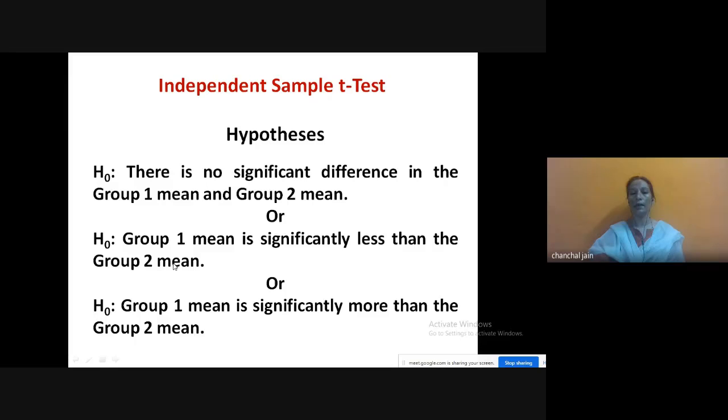For the second type of hypothesis, that is for the one-tailed test, you can frame your hypothesis in the word form like group 1 mean is significantly less than group 2 mean. That is the left-tailed test. If you are stating the hypothesis for the right-tailed test, you can write the hypothesis in the word form as group 1 mean is significantly more than group 2 mean. So this way you can frame your hypothesis in the word form.